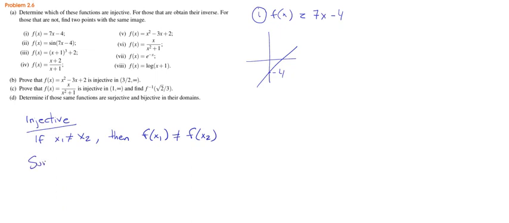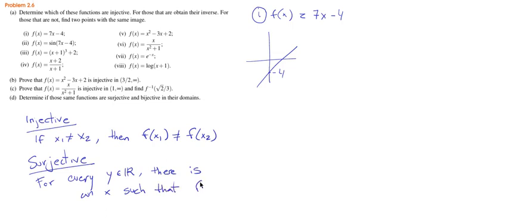And surjective is that for every y in the real line, so every value that we can think of, there is an x such that f of x is y. Okay, so any value that we can think of, we can find a value x that is mapped by the function to y. Okay, and when a function is both injective and surjective, this is called bijective.